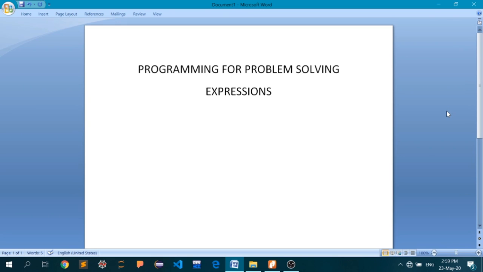I am an assistant professor with the ETC department, and today we are going to discuss the topic of expressions. We are discussing the subject called programming for problem solving in C. So we are going to discuss the expressions that we use in the C language. Okay, so let's move ahead to the notes.